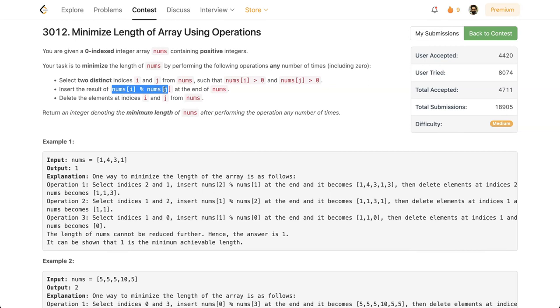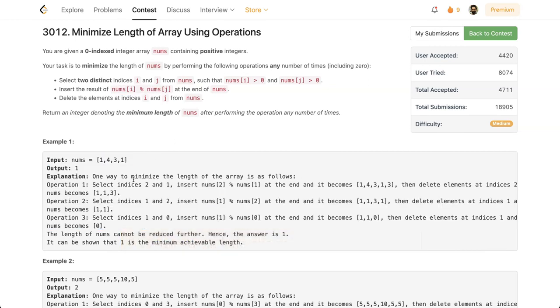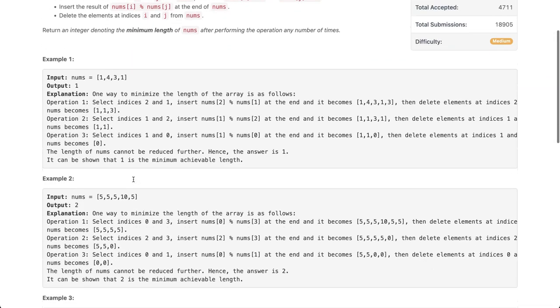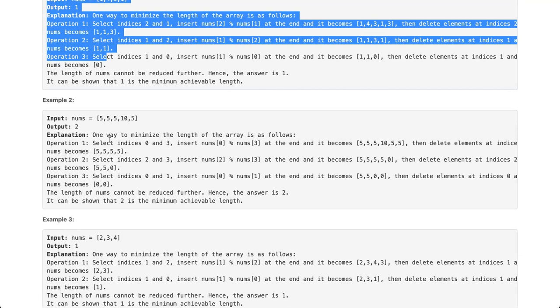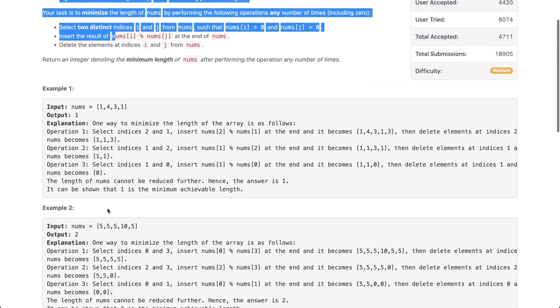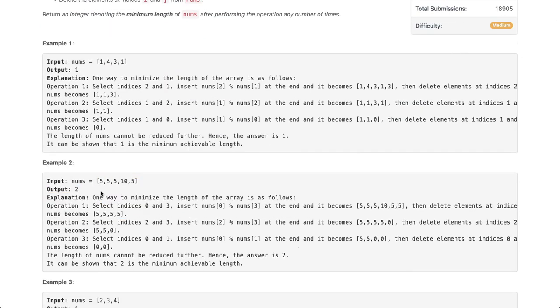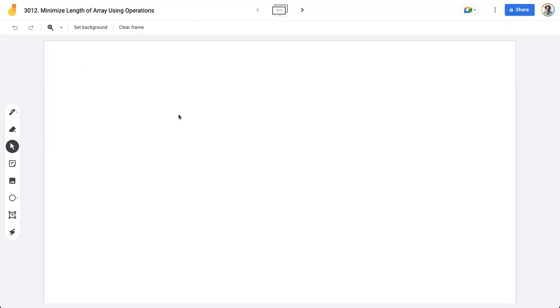So I'm going to tell you about my thought process, and then I'm going to talk about the example, because if I had thoroughly examined the examples, I would have come up with the answer way faster. Let me tell you about my thought process. When I read this problem, I just looked at this second example, which is kind of trivial, and then I moved on and said, oh, okay, let's see what we can do.